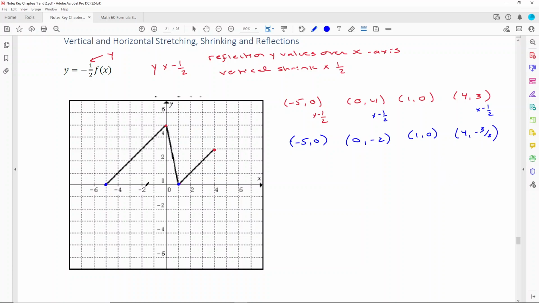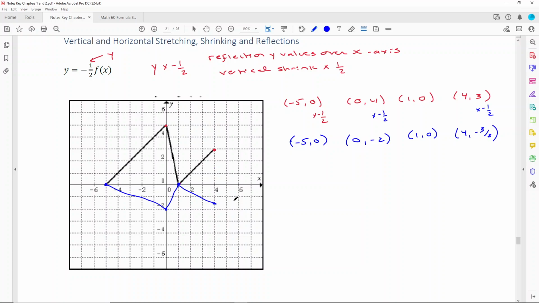All right, so let's graph these. We've got -5, 0. We've got 0, -2. We've got 1, 0, and we've got 4 and -3/2. So now luckily this is set. Oh no, it's not. So 1, 2, so 3/2 is 1.5. There we go. Nope, -1.5. Woohoo. All right, so this is my transformed graph.